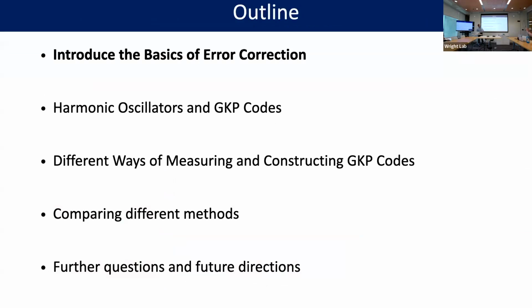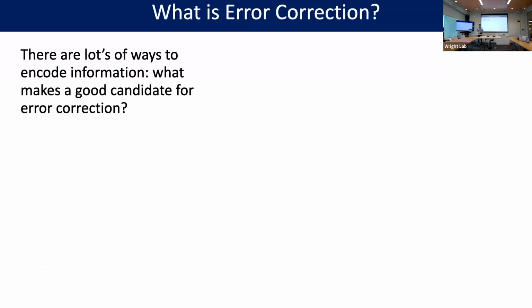We're going to start with what error correction is, very briefly. And then we're going to go into harmonic oscillators, our specific architecture, and what GKP codes are, and then different ways of measuring and constructing them. And then finally, we're going to compare the different methods, followed by a little conclusion.